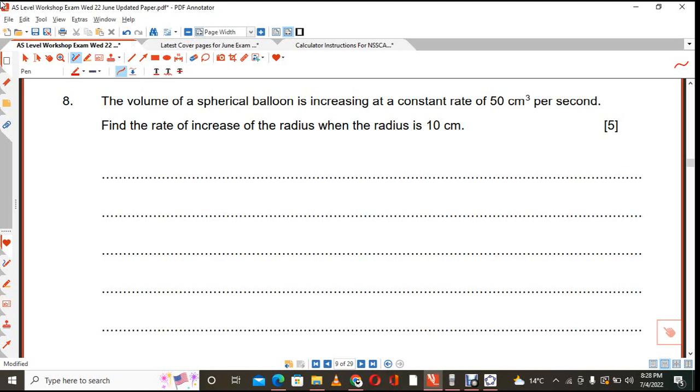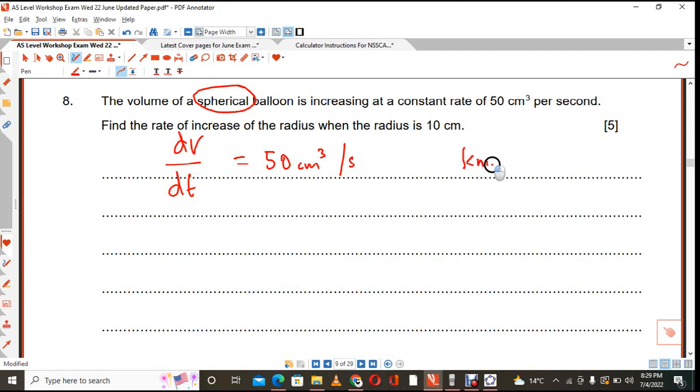The volume of a spherical balloon is increasing at a constant rate of 50 cubic centimeters per second. What does that mean? It means that the volume, which we know is 50 cubic centimeters per second, that's the volume with respect to time. That's what this is, dV/dt. Okay? And we also know the thing is a sphere, right?